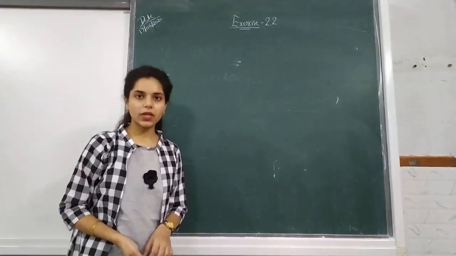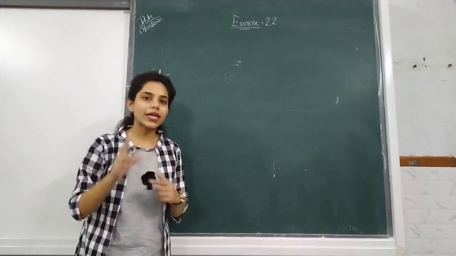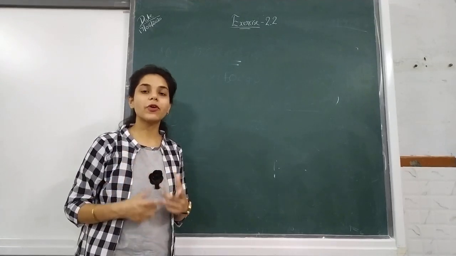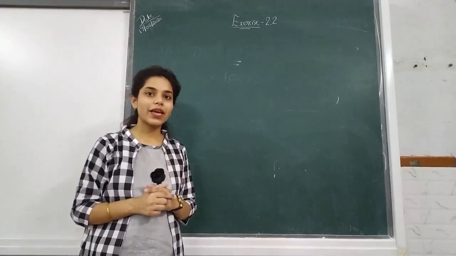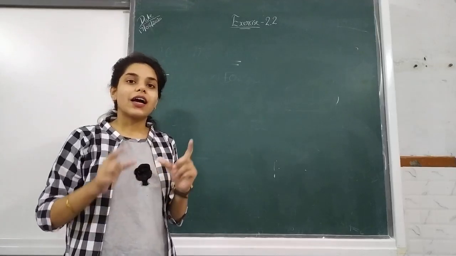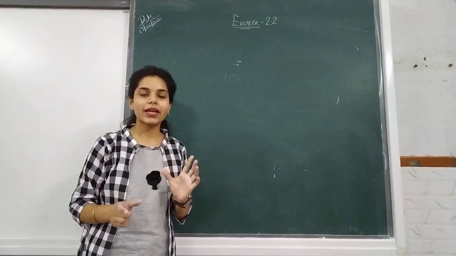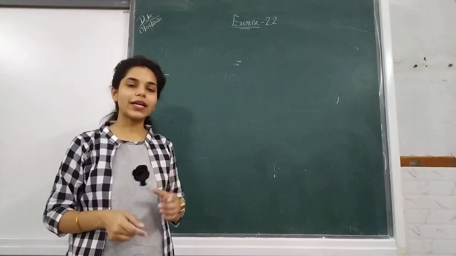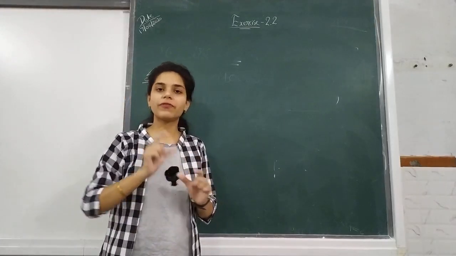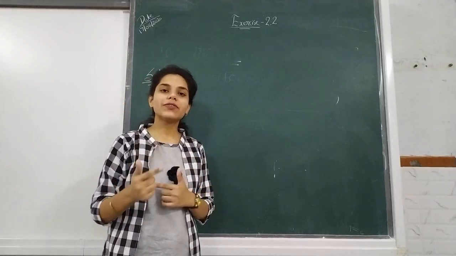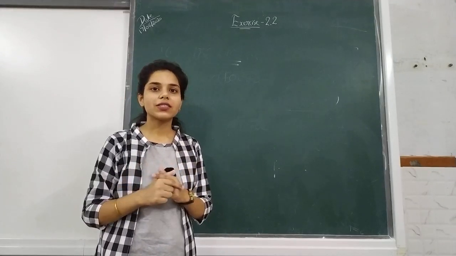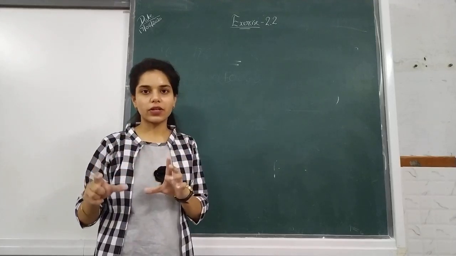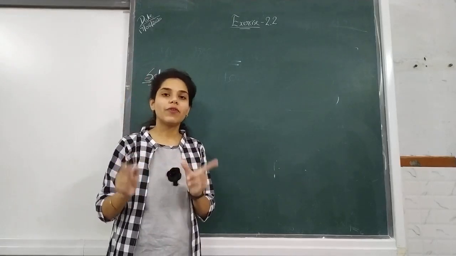Now I am asking you, if one pen costs 10 rupees, how much will it cost if you purchase 10 pens? You will reply that 10 into 10 means 100. 10 pens will cost 100 rupees. Now if a chocolate costs 15 rupees, how much will it cost if you purchase 10 chocolates? 15 tens are 150. So 10 chocolates will cost you 150 rupees.